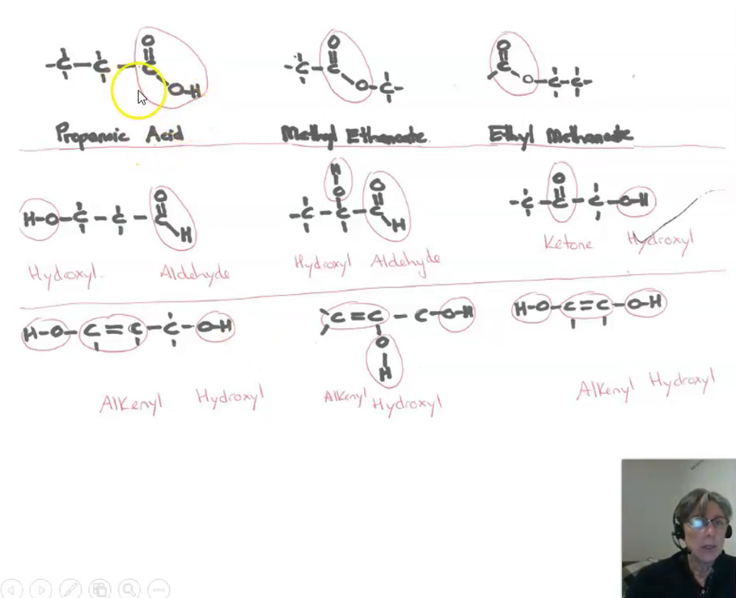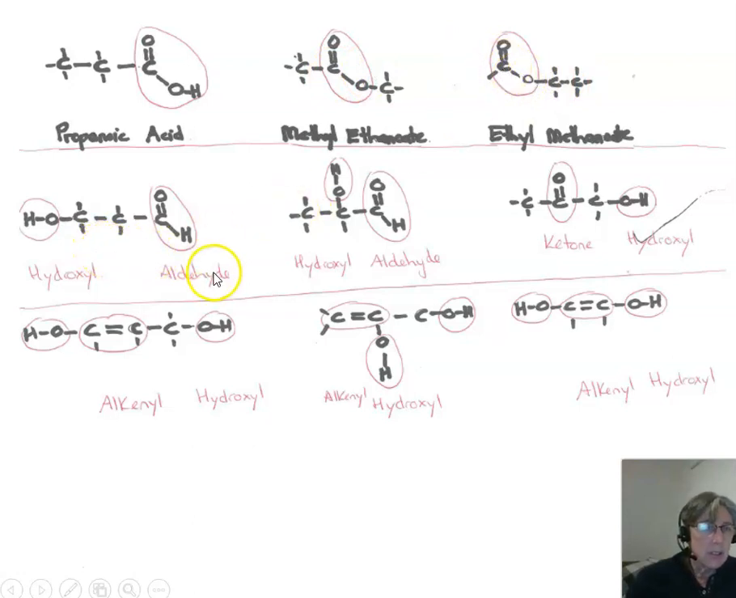Okay, so we've got propanoic acid. Oh, I've been a bit slack when I've been doing this, haven't I? Didn't put my hydrogens on. That's very bad of me. We've got a carboxylic acid, an ester, and a different ester. So we've got methyl ethanoate and ethyl methanoate.